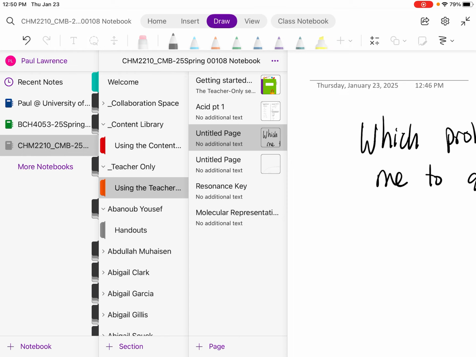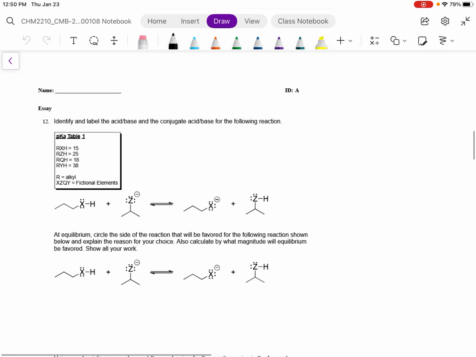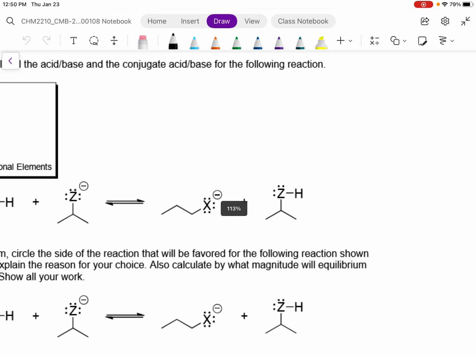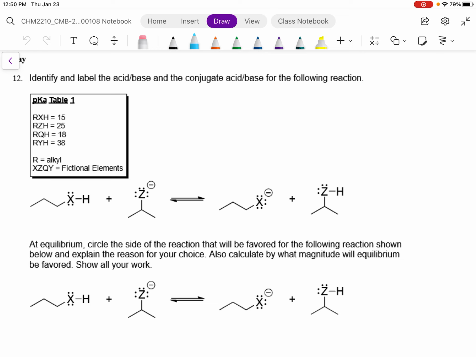Let's see here. 12. This is exactly what we just went over today. I went over this. Again?